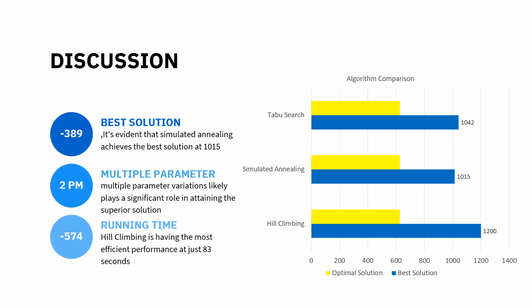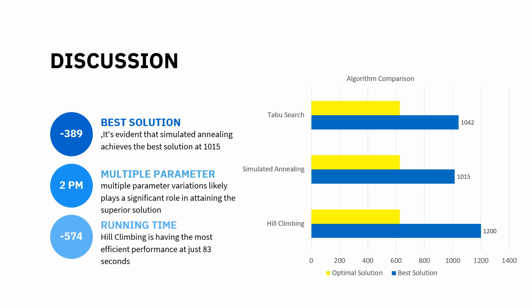Okay, this is just to discuss the overall solutions, what happened when comparing each of the methods against each other and against the optimal solution, which is represented by this yellow bar here. Looking into these three methods, it is evident that simulated annealing achieved the best solution here with a cost of 1015, and this is just below 389 from the optimal solution.